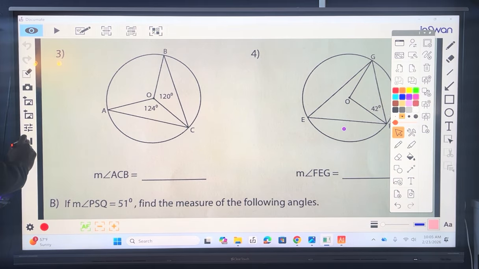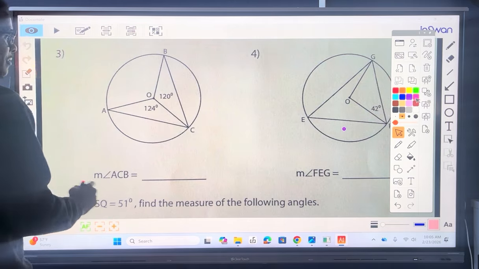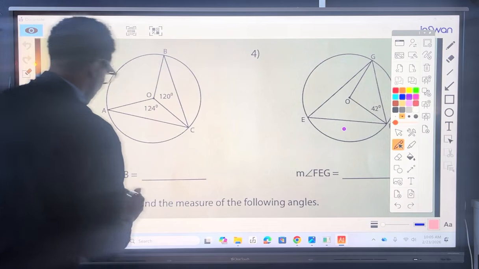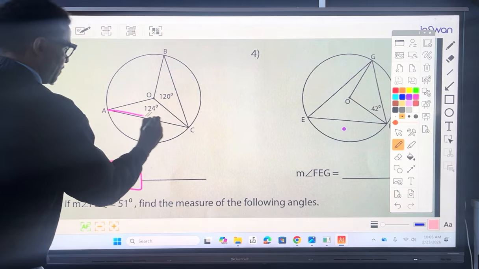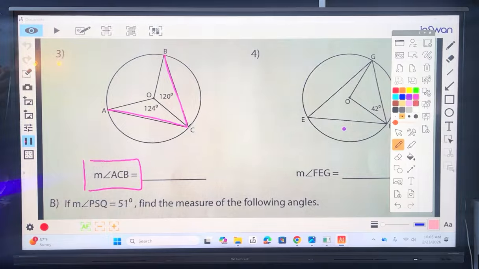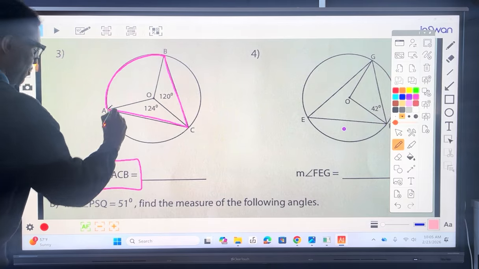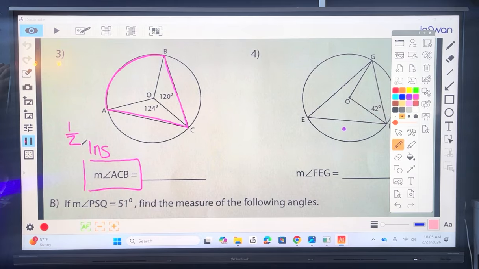Alright, so check. This is the question y'all looking for. Angle ACB. They want ACB. Is that central or inscribed? Inscribed. Very good. So this one we know is going to be half.